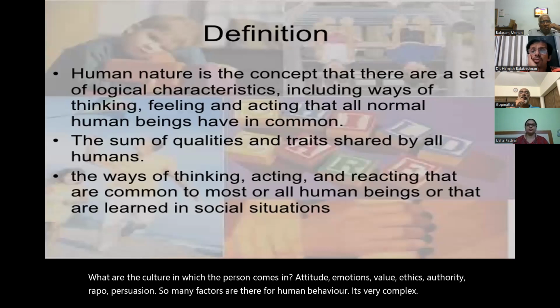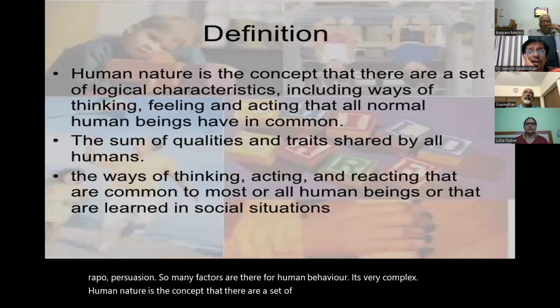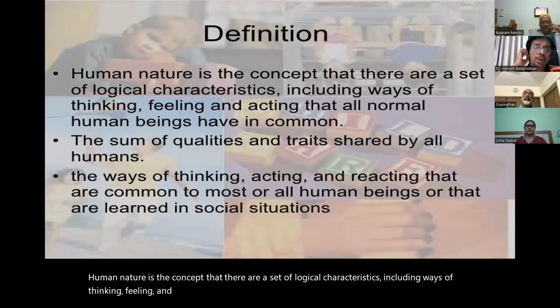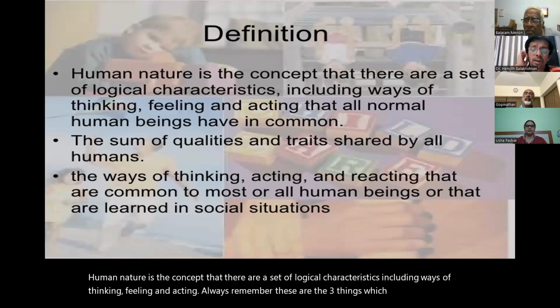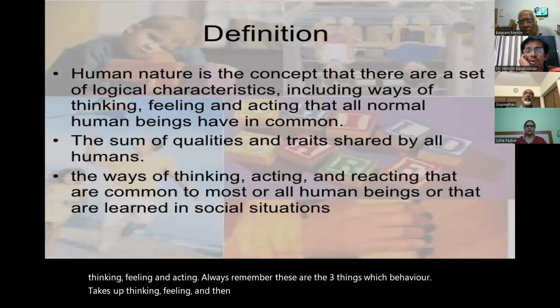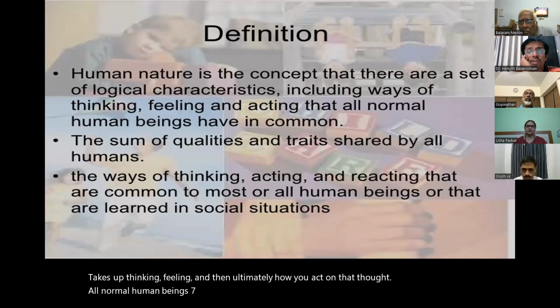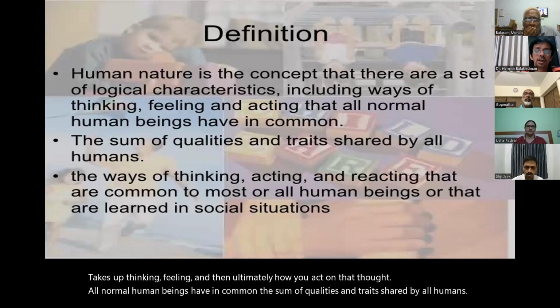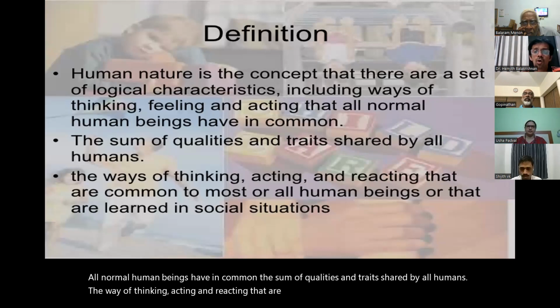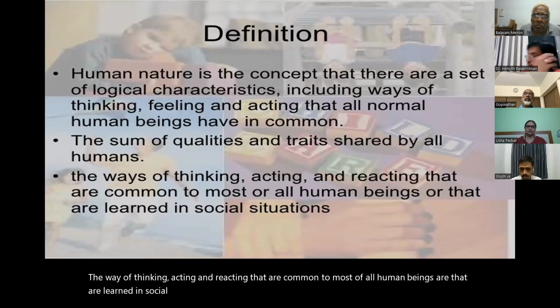Human nature is the concept that there are a set of logical characteristics, including ways of thinking, feeling, and acting. Always remember, these are the three things which behavior takes up: thinking, feeling, and then ultimately how you act on that thought. All normal human beings have in common the sum of qualities and traits shared by all humans. The way of thinking common to most of all human beings or that are learned in social institutions. So the complexity of behavior is discussed.